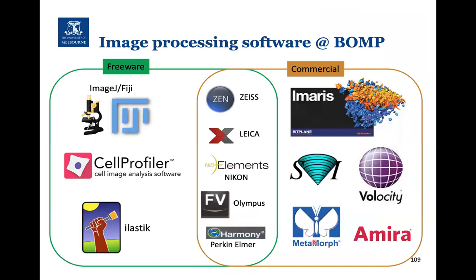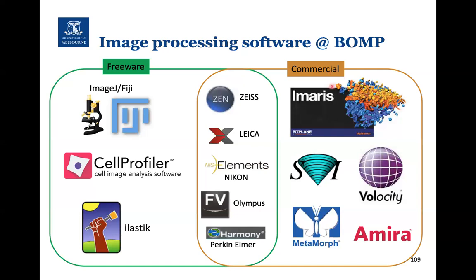This is an overview of the image processing software that's available here at our platform. So a lot of users are using software in the freeware space. So things like ImageJ Fiji, which you can run on your own computer. Cell Profiler, Elastic is the machine learning tool that I was talking about a couple of slides ago. We obviously have licensed software as well from the vendors. Again, a lot of these are either free that you can download and set up on your own computer, or we have licensed versions which are available on our analysis computers.